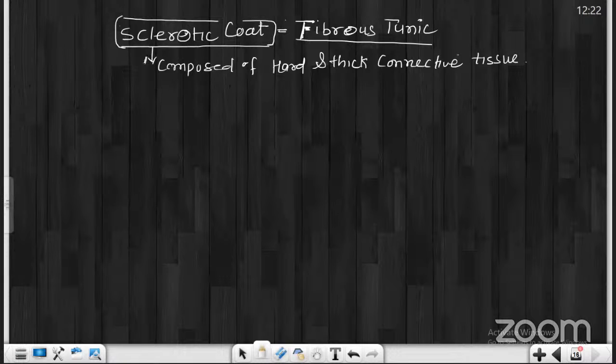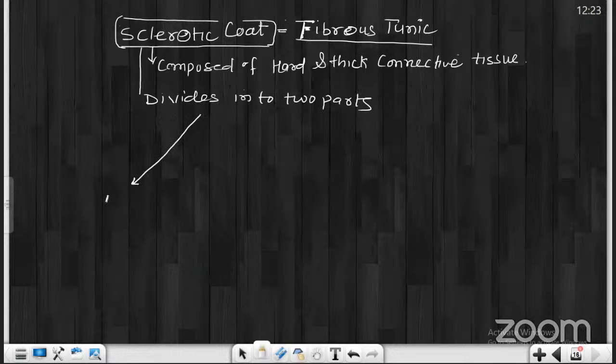तो sclerotic coat is divided into two part. ये two part हैं. What are these two parts? First one is your cornea, and the second one is your sclera. Right? ये दो part हो गए, sclera and cornea. So first start with the cornea.